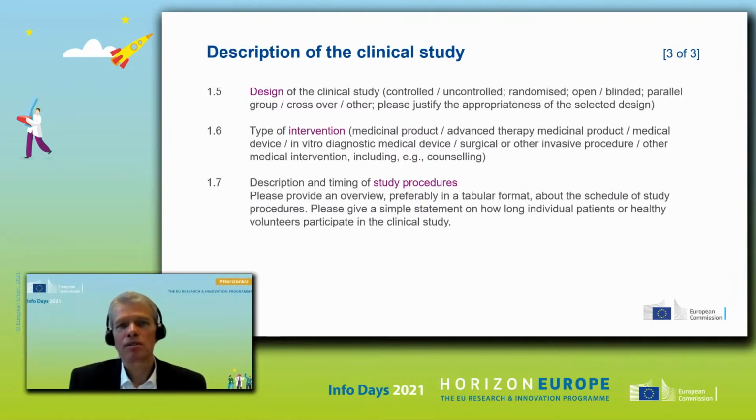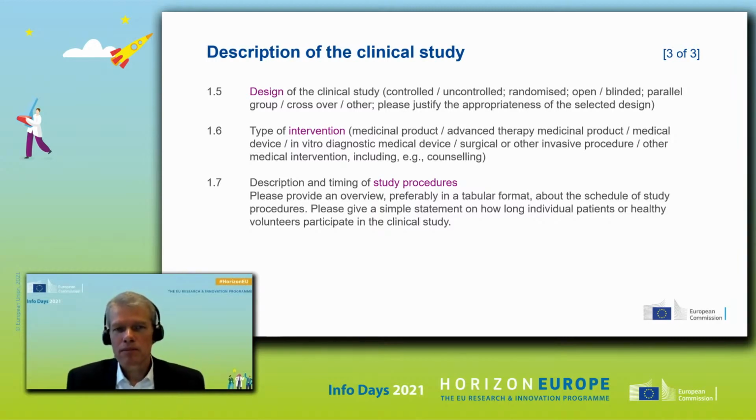Now, the last part of the description of the clinical study is about the design of the clinical study, whether it's controlled, uncontrolled, randomized, open or blinded, parallel group, crossover, or other types of designs. These are just some examples so that you understand what we mean by design of the clinical study. And again, here, justification of the selection of the design is rather important.